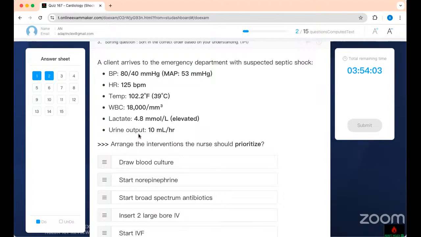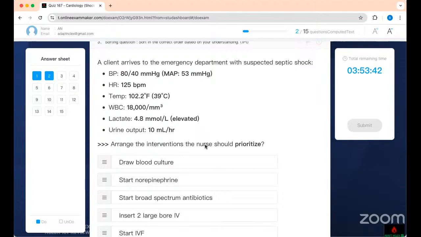You can't answer it. The blood pressure is hypotensive, heart rate tachycardic, temperature is high, white count is high, consistent with septic shock. So all this information I give you is the same thing as septic shock. You see how you can get yourself under this question without any problem.